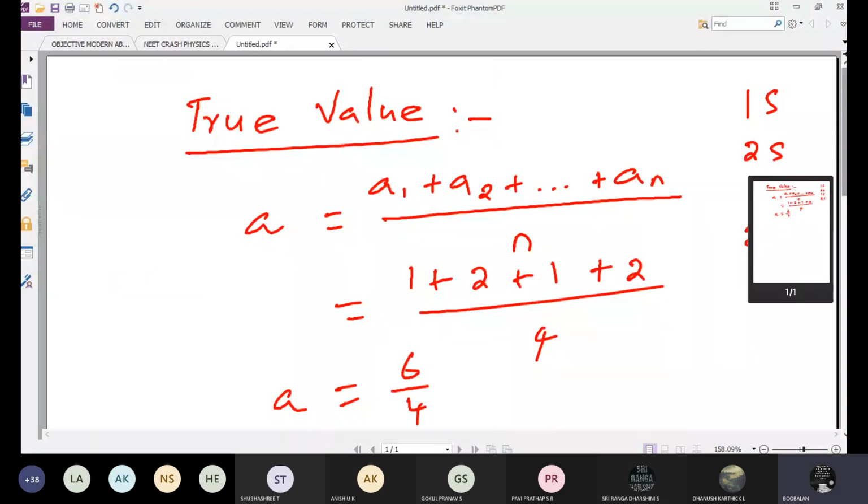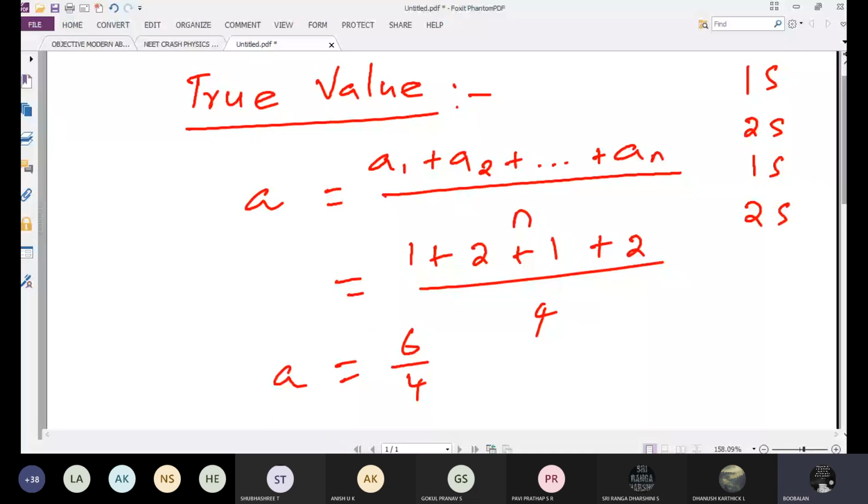Next, finding the absolute error. True value minus experimental value, that is the absolute error. Listen, first the true value is completed. Next we are finding the absolute error. Now you may have a doubt: what is absolute error? Absolute error means the difference of the true value and the experimental value. It is called the absolute error.